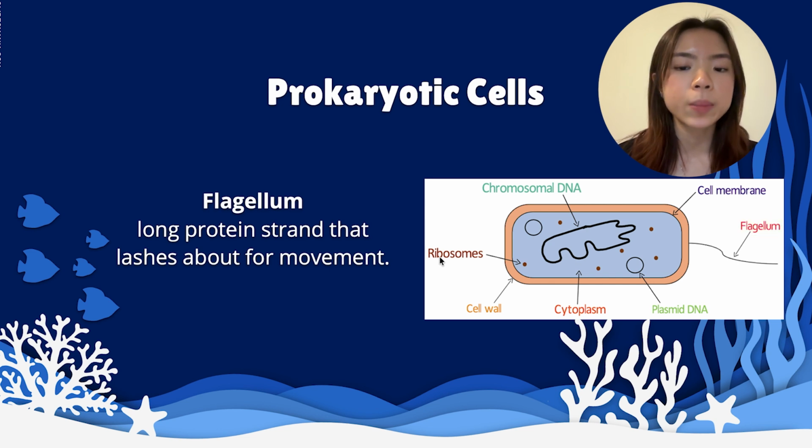So again, some bacteria, not all of them, have at least one flagellum, or flagella for plural. And the flagellum is essentially a long protein strand that lashes about. And this helps the bacteria to move around. So hopefully now we can understand the differences between eukaryotic and prokaryotic cells.